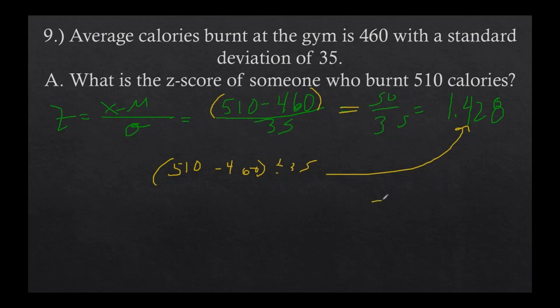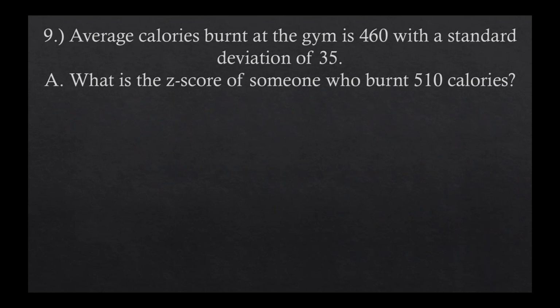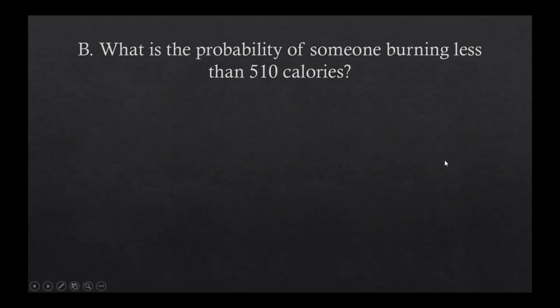1.4, exactly. So if we were using this z-score, we would use a z-score of 1.4. So you're just going to whatever is closest. Yeah, good. Okay, now we're going to use that for the next part of this problem. So luckily you have that written down. All right, so part B. What is the probability of somebody burning less than 510 calories?